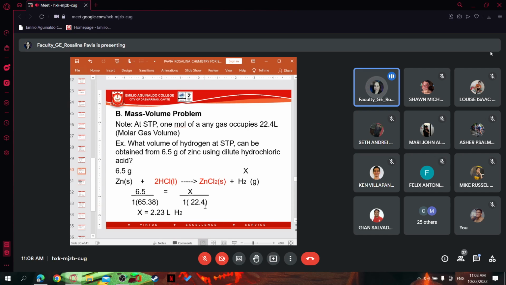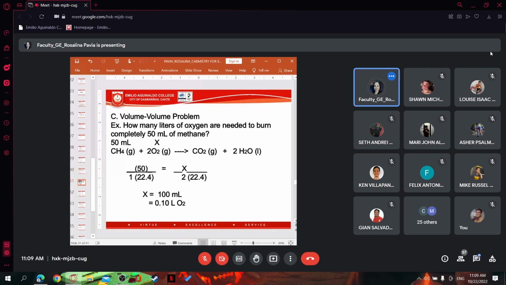Instead of molecular mass, MGV ang gagamitin nyo when you are dealing with volume. Okay po, ma'am. Thank you po. Okay, so you will get 2.23 liters of hydrogen. Okay, may formula ulit yan.